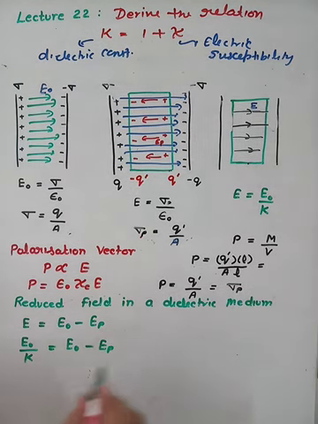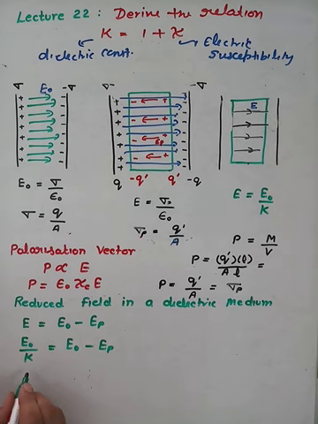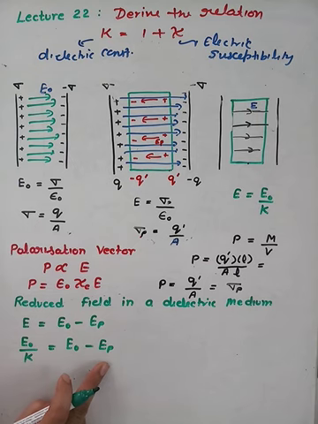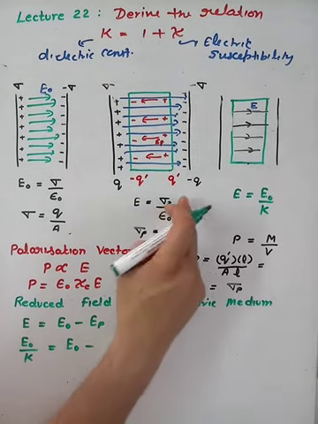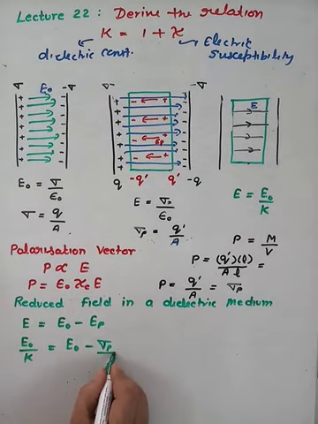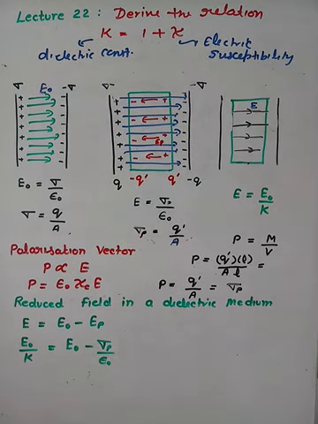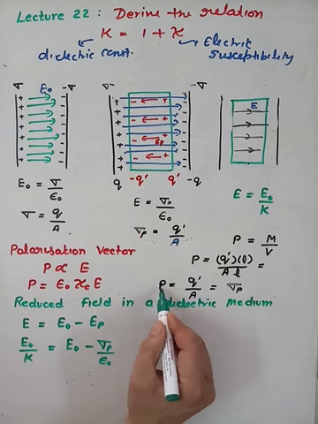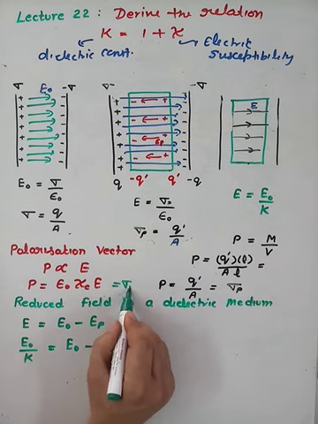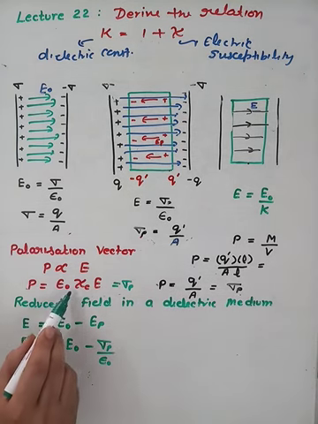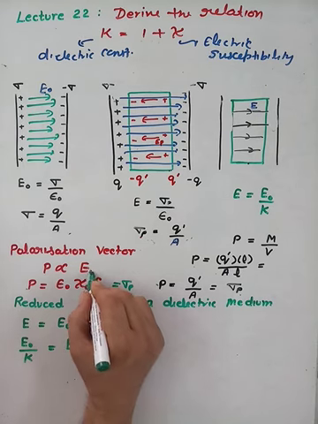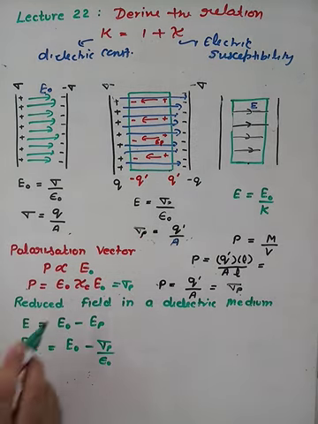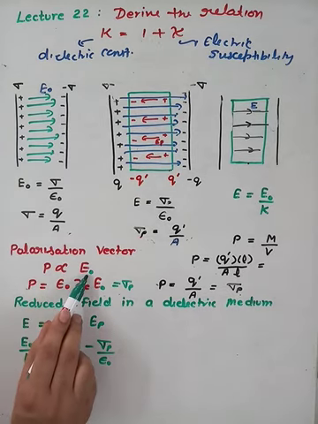Now we put in the values. EP can be written as sigma P by epsilon naught, and this sigma P is P. Therefore sigma P can be written in terms of the applied field: the polarization vector is directly proportional to the external field applied, and the external field is E naught.